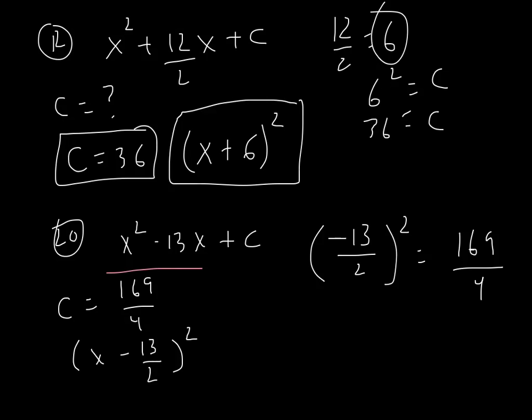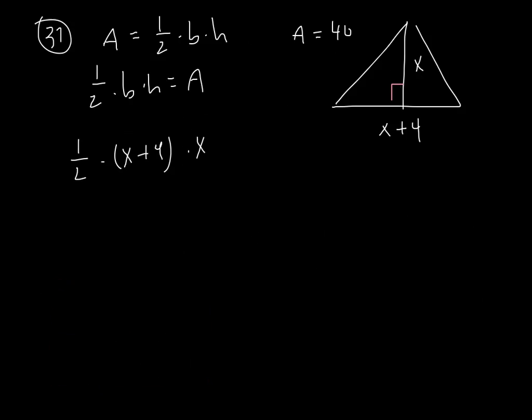So here's our two-part answer, just like above. Value of c, right here, and the square of a binomial, part 2. That's it. Next. Next one that you're going to be super scared of is this number 37 geometric problem. No big deal.